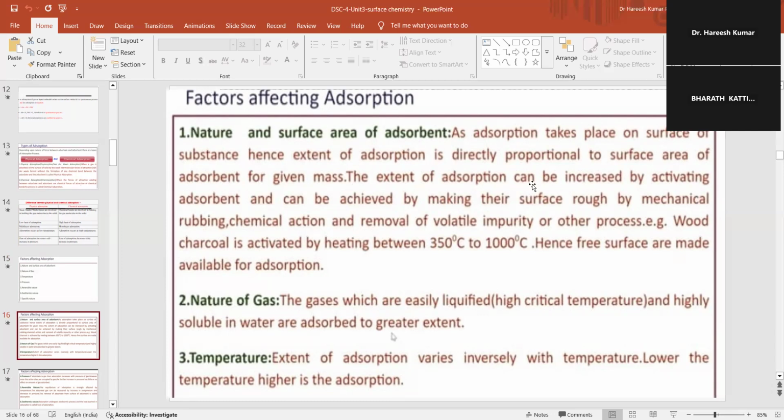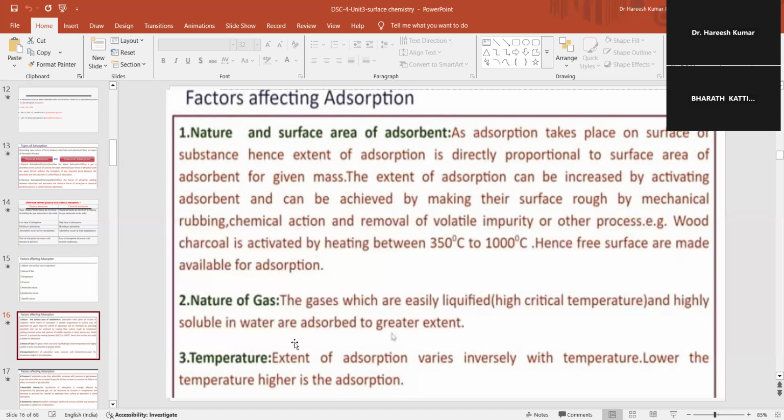The extent of adsorption can be increased by activating the adsorbent. This can be achieved by making the surface rough, by mechanical rubbing or chemical action, and by the removal of volatile impurities or other processes. That's why we rub the surface, to increase the active sites on the surface of the adsorbent. For example, wood charcoal is activated by heating between 350 degrees centigrade and 1000 degrees centigrade. Hence, free surface is made available for adsorption.